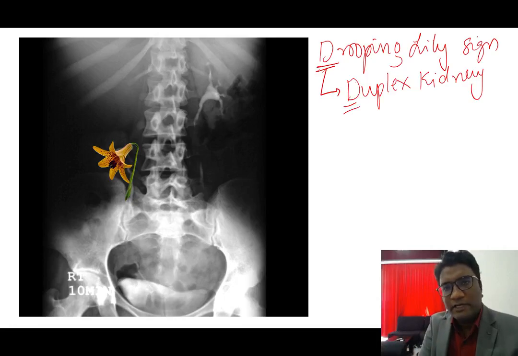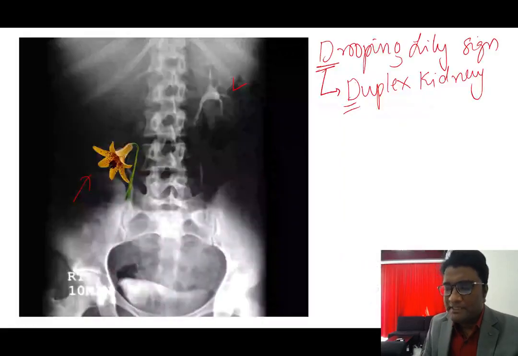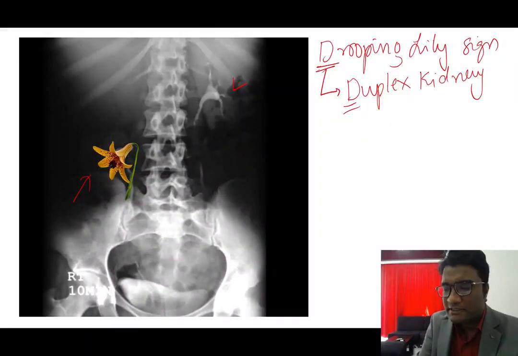But here we are only seeing one kidney. What happened to the other kidney? I see the left kidney normally in the left renal fossa. But here I am seeing only one. But we are saying the drooping lily sign is seen in duplex kidney. So what happened to the other moiety? Basically, there is a non-functional upper moiety.